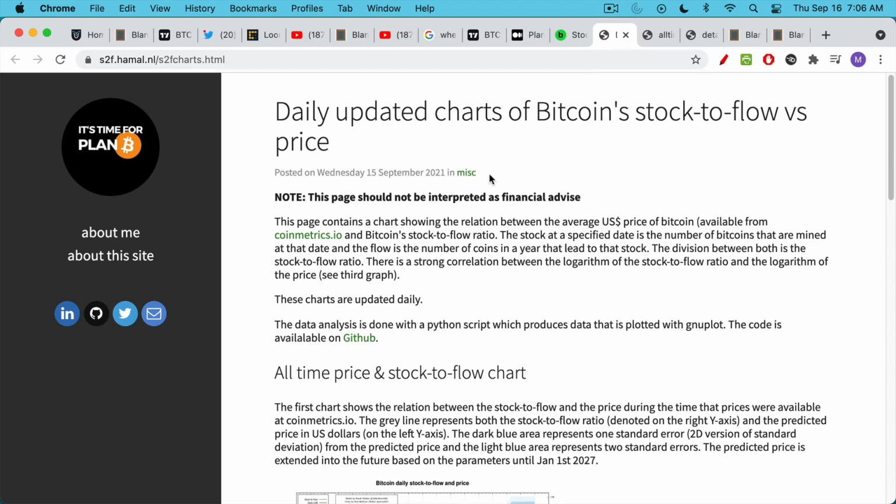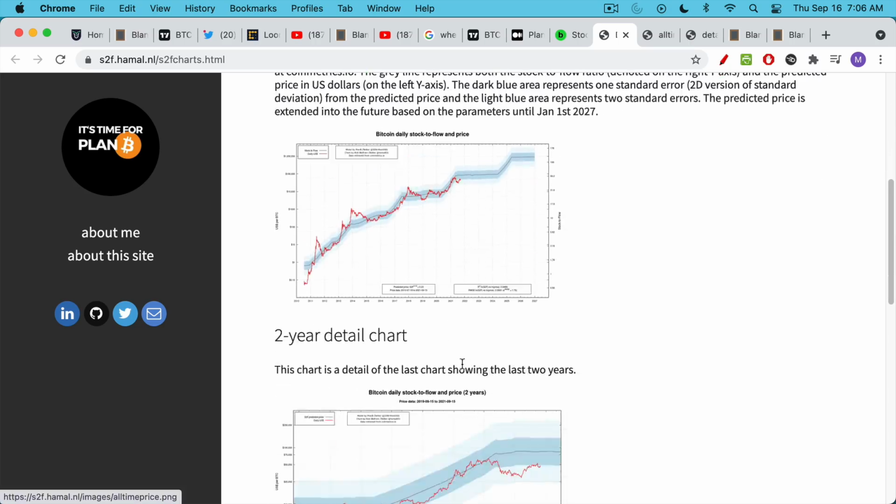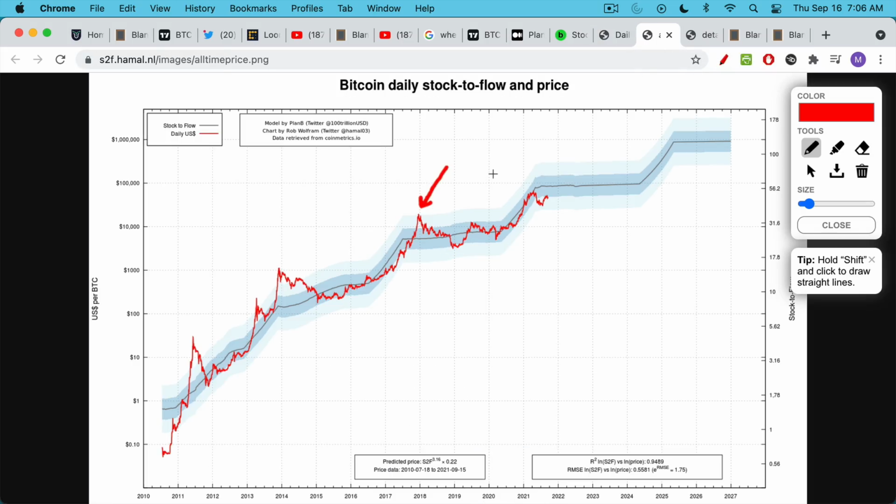There's another great website for this, s2f.hamal.nl, which I'll link to. And if you scroll down here, it looks like he updates this daily. You can click on either of these two charts and get a little more granular version.